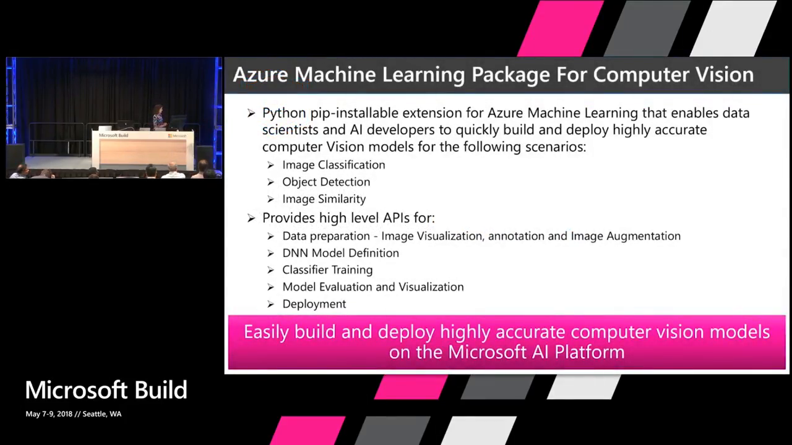So I think just to recap, we have the Azure Machine Learning Package for computer vision. It is a pip installable extension for Azure Machine Learning, and you can do things in the area of classification, detection, and image similarity. Once again, these are fairly high-level APIs for this workflow of building computer vision models, but you get a little more detail in each of the steps below.